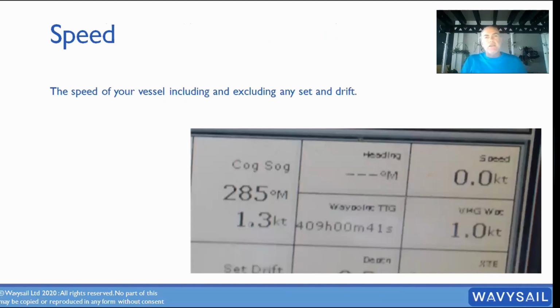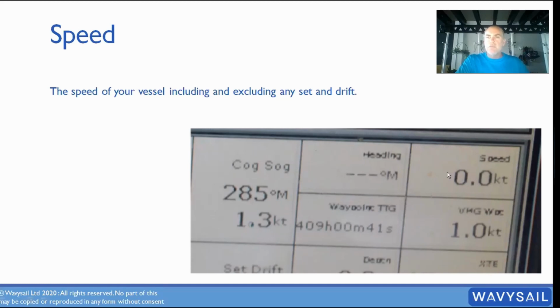Then your speed. The speed of your vessel, including and excluding set and drift. Okay? So if you look at this picture, you can see my COG, speed over ground, course over ground. I'm circling now with the mouse. My speed over ground is 1.3 knots. My speed of the boat through the water is 0. So that's purely current or tide.